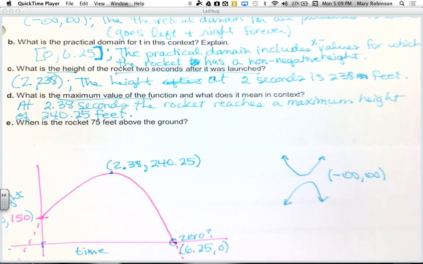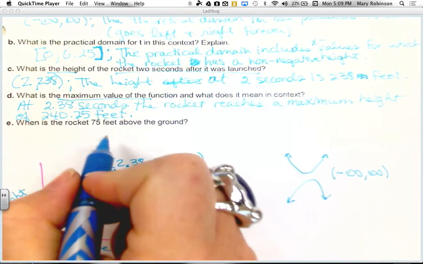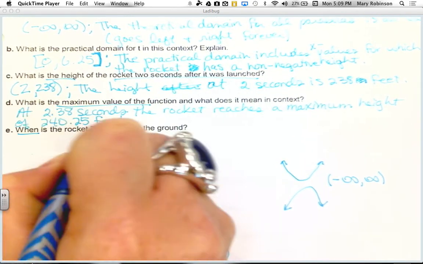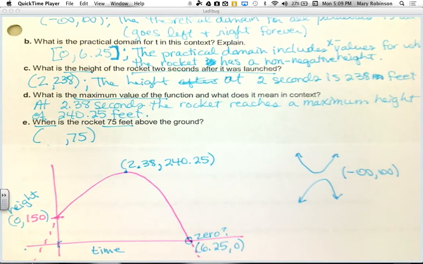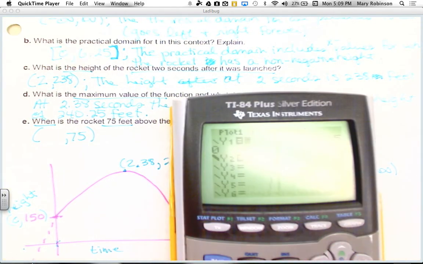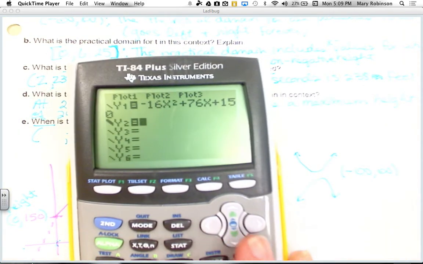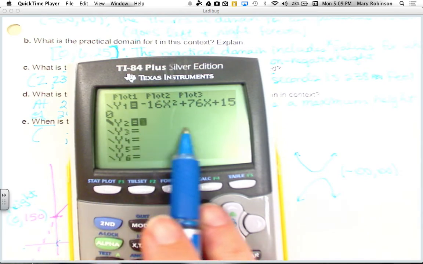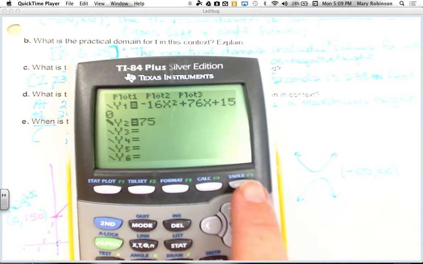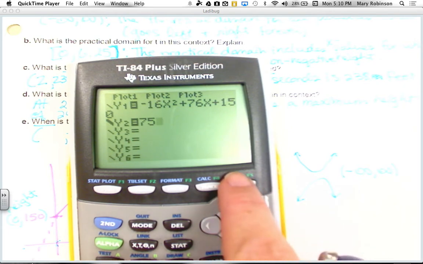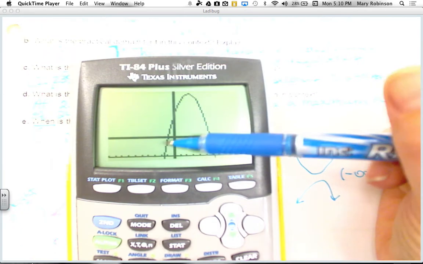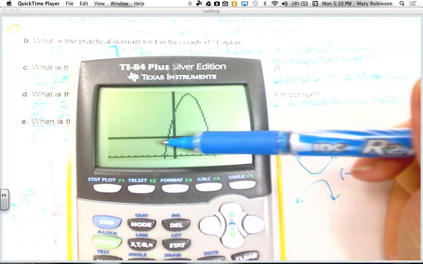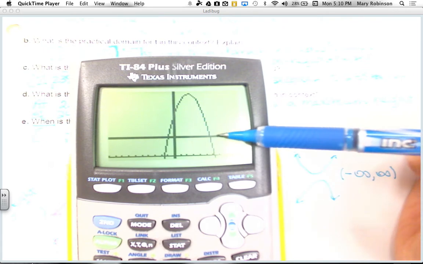Then you're asked, when is the rocket 75 feet above the ground? So this time we know our height, but we don't know the when. So that means I'm trying to find x if I know y is 75. Okay? So if I, again, go to my y2 in my calculator, before I found the intersection with a height of 0, now I want to find it with a height of 75. So I insert 75 for y2 and hit graph again. Okay, notice we have two points of intersection, one outside of the practical domain and one inside the practical domain.